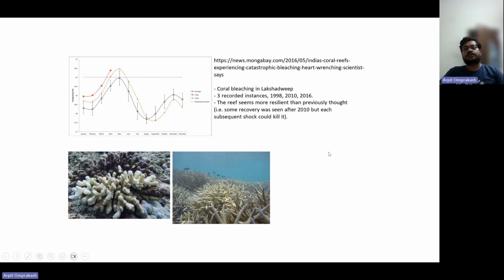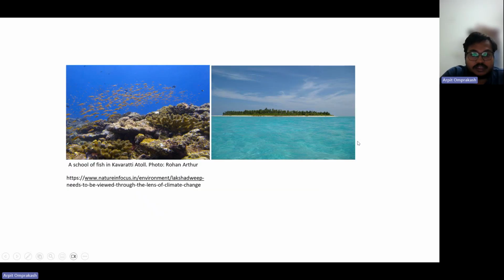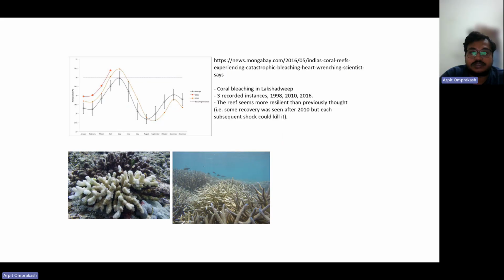So then again, from India, we have places like, for example, this is Lakshadweep, Kavaratti Atoll, which is one of the islands in Lakshadweep, where they have these corals, and we see that there are three recorded instances of coral bleaching in Lakshadweep. It has happened in 1998, then again in 2010, and again in 2016.